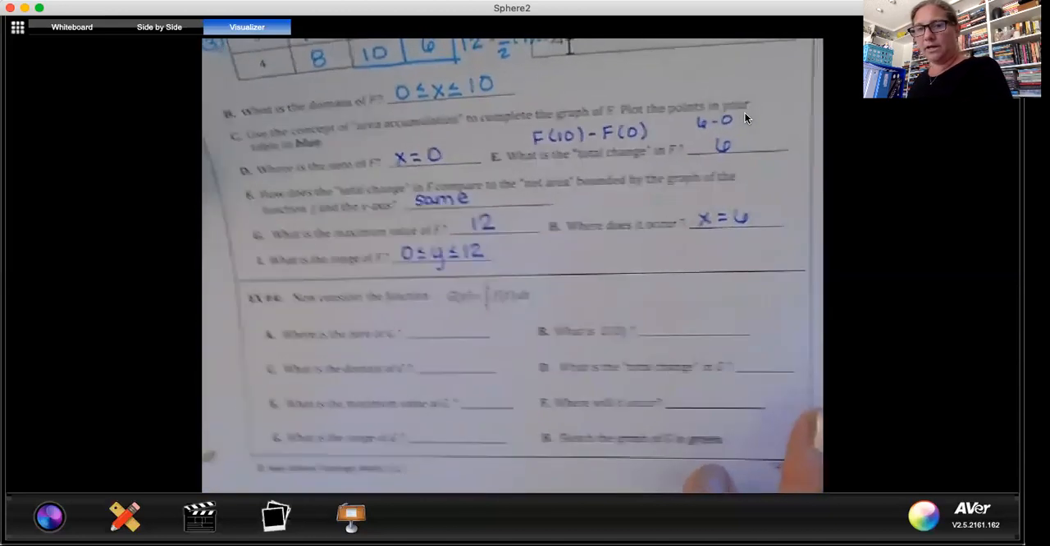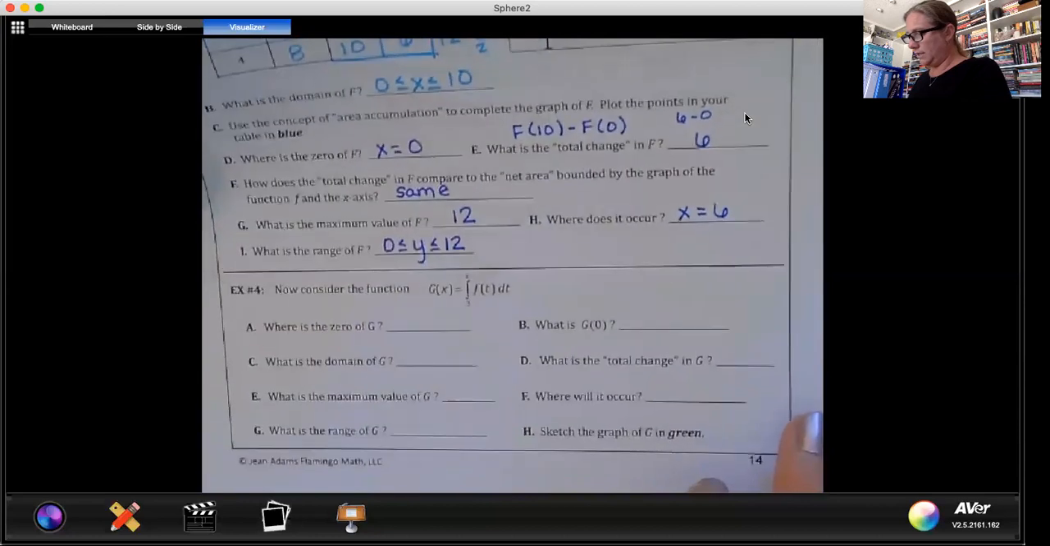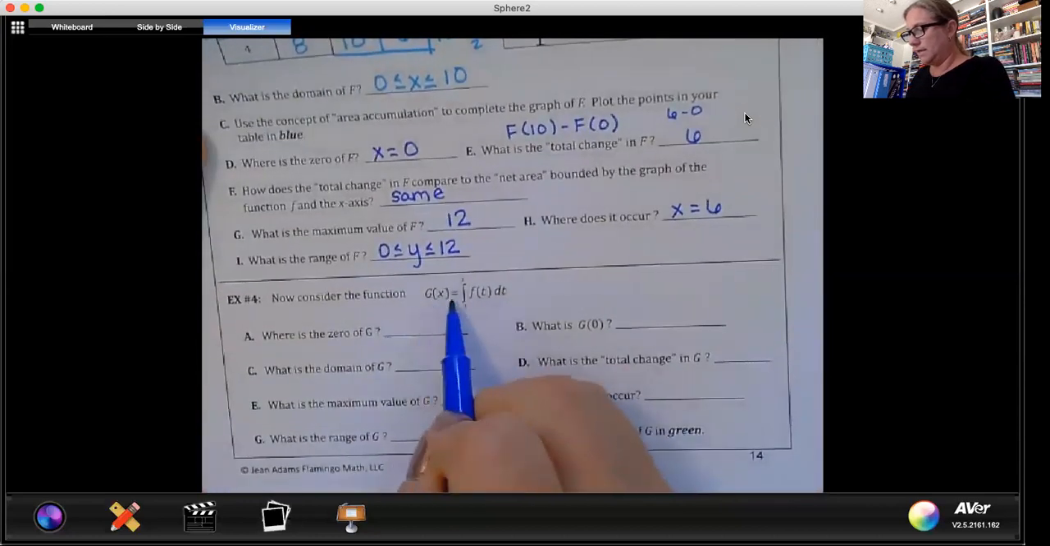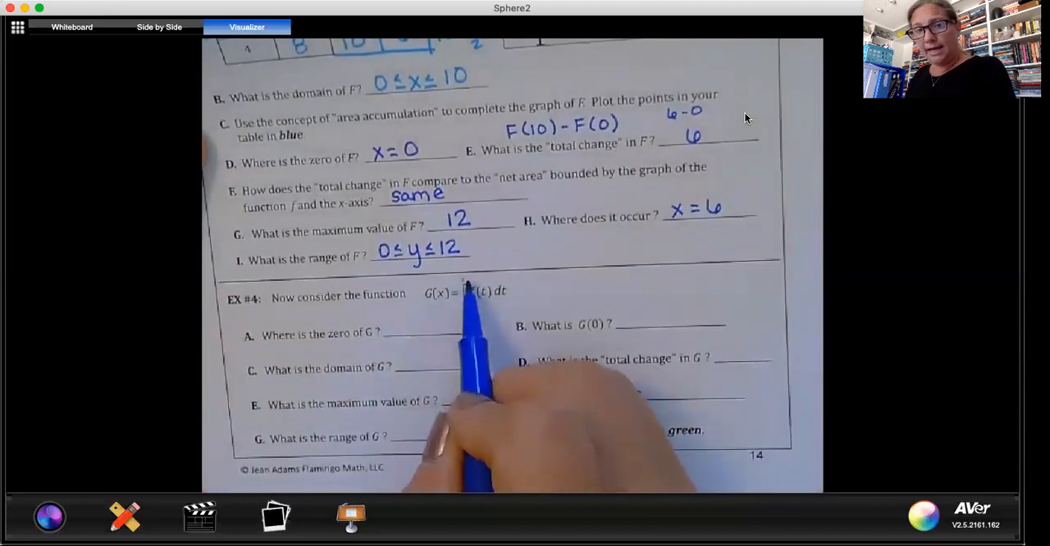All right, so here's where you're going to need your notebook paper. We are looking at the function now, g of x equals the integral from 3 to x of f of t, and that's going to change some things up for you. So make sure you have some notebook paper.